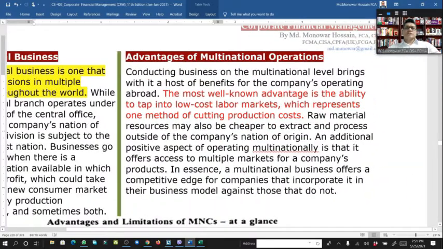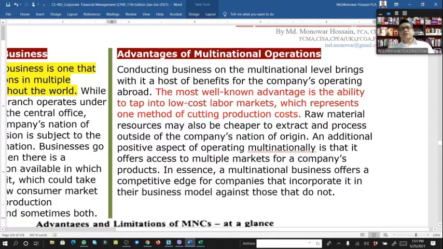So what are the advantages of multinational operation? Conducting business at the multinational level brings a host of benefits for companies operating abroad, that is, from one country to another country. The most well-known advantage is the ability to tap into low-cost labor markets, which represents one method of cutting production cost. As we said, if production cost is less, the profit margin will be high.